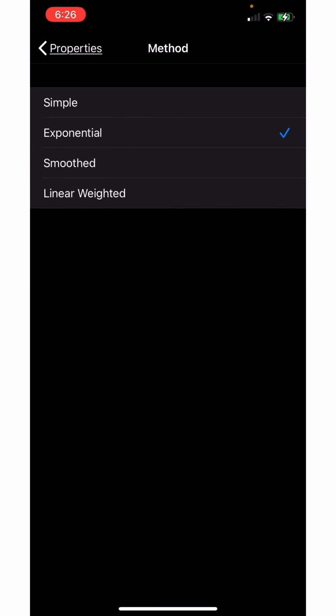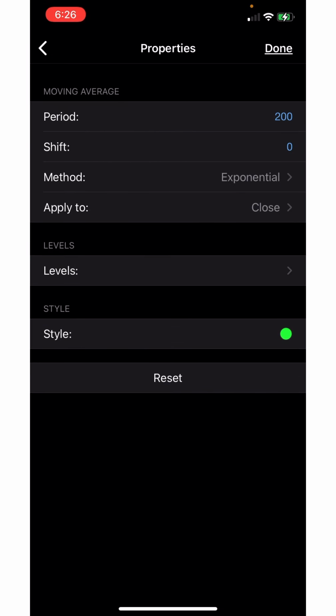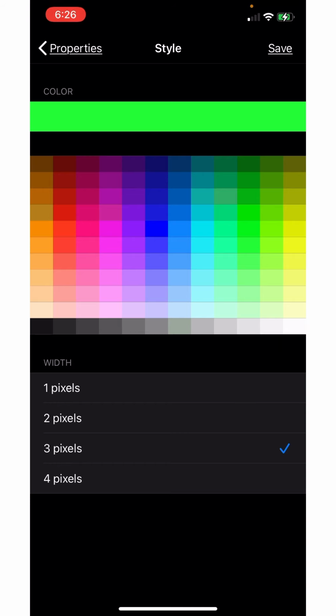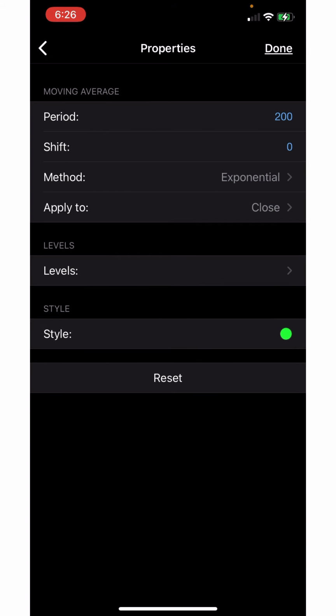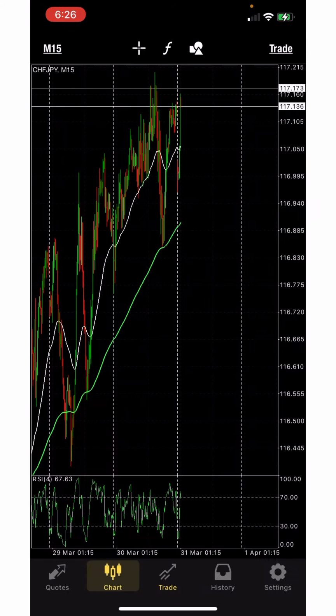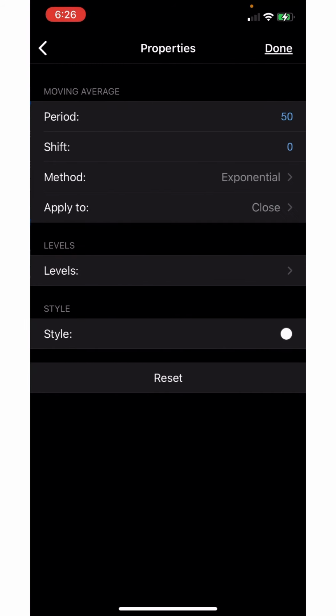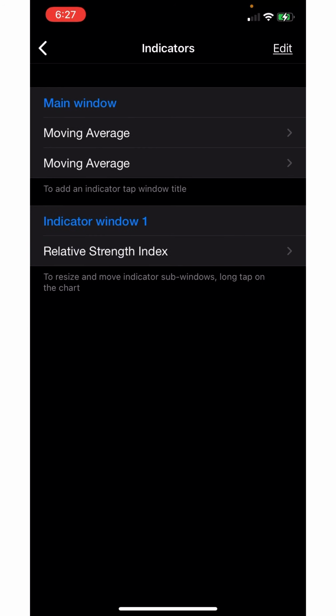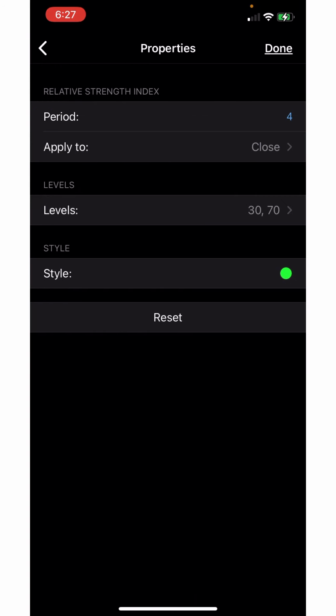Make sure you change it to exponential. You can make this one whatever you want. I'll make mine green. The other one is a 50. Make this one white. Moving average exponential. And the other indicator is the RSI. Copy my settings. Period 4. Levels 30 and 70. And you can make the style white. I got mine green. It doesn't matter, really.